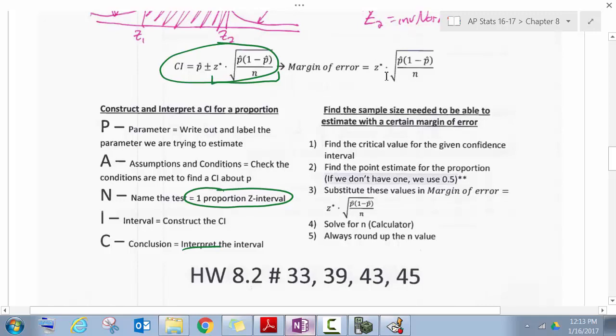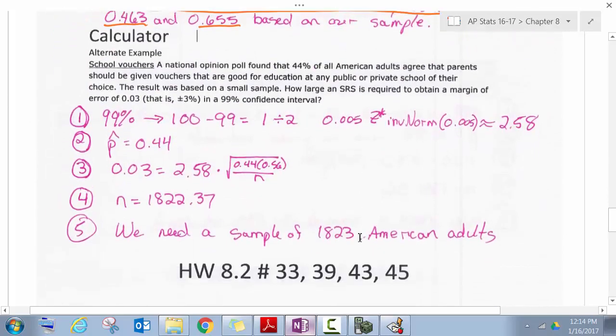Substitute these values in the margin of error formula. It's just this part. The z star times the square root of p hat times 1 minus p hat over n. Solve for n, we're going to use the calculator to do that, and always round up the n value because we need at least that many.